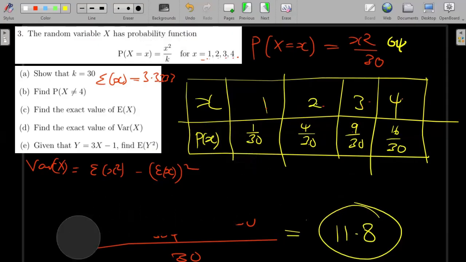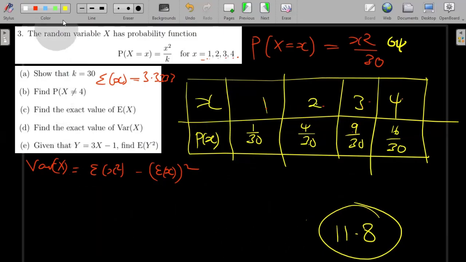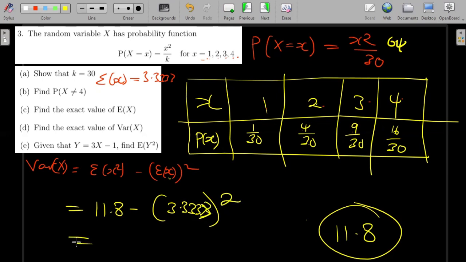Once you have that, you can now find the variance. So the variance is equal to the expected value of x squared, which is 11.8, minus the expected value of x, which is 3.3333, and then squared. Just punch this onto your calculator. When I do that, I end up with 0.6889. So this will be my variance of X.